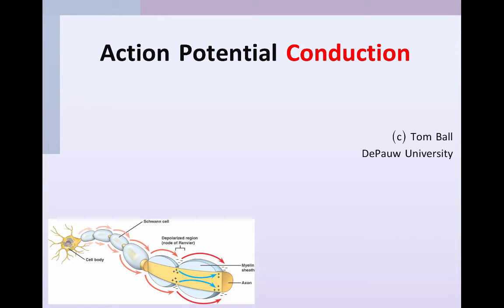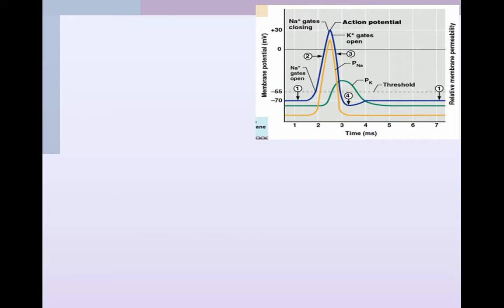In the last video, we talked about how an action potential is generated at the trigger zone of a neuron. In this video, we're going to go ahead and look at how that action potential is then conducted down along the length of the axon, all the way to those synaptic knobs at the very end of the telodendria. But first, let's go ahead and quickly review what happens with an action potential.